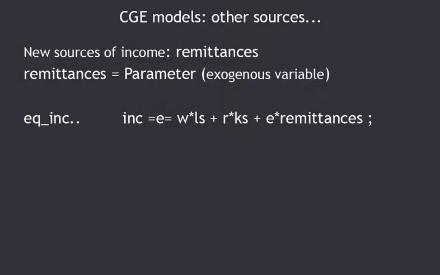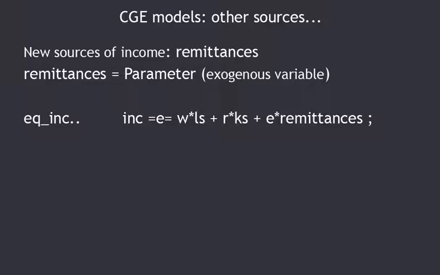We are therefore introducing a new source of income, international remittances, or transfers of earnings from migrant workers to local households. These transfers are introduced as a parameter. It is an exogenous variable which the modeler can modify outside the model.